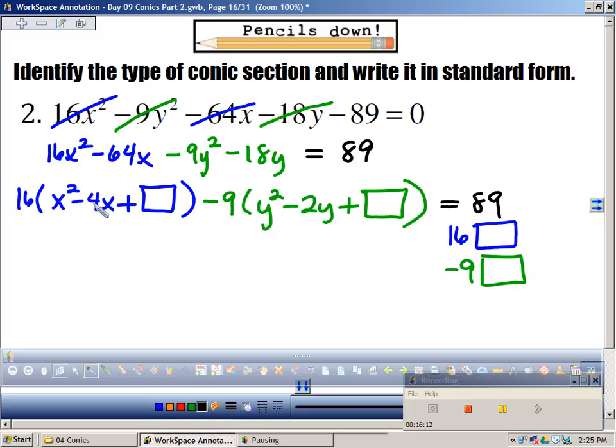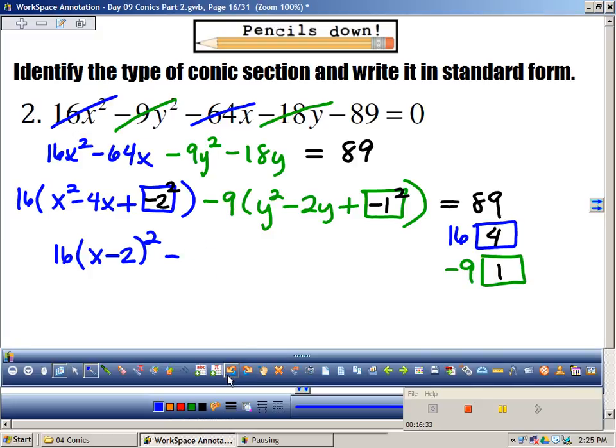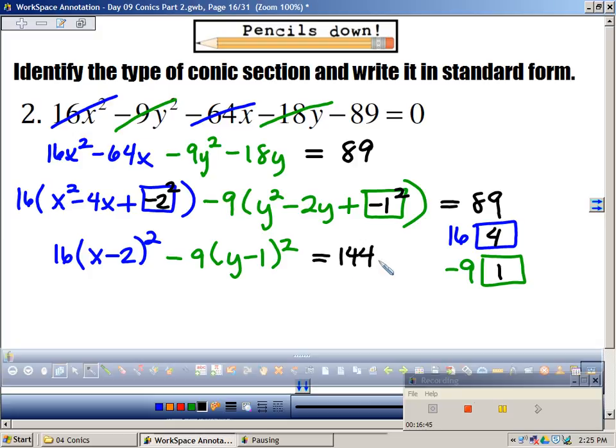Lastly, figure out what I'm going to put in these boxes. Well, if I cut 4 in half, that's 2, so it's negative 2 squared. A negative 2 squared is a 4. Cut 2 in half, that's 1. Negative 1 squared is a positive 1. So now I have 16 x minus 2 squared minus 9 times y minus 1 squared. And what did I say this was going to equal again? Does it equal 144?